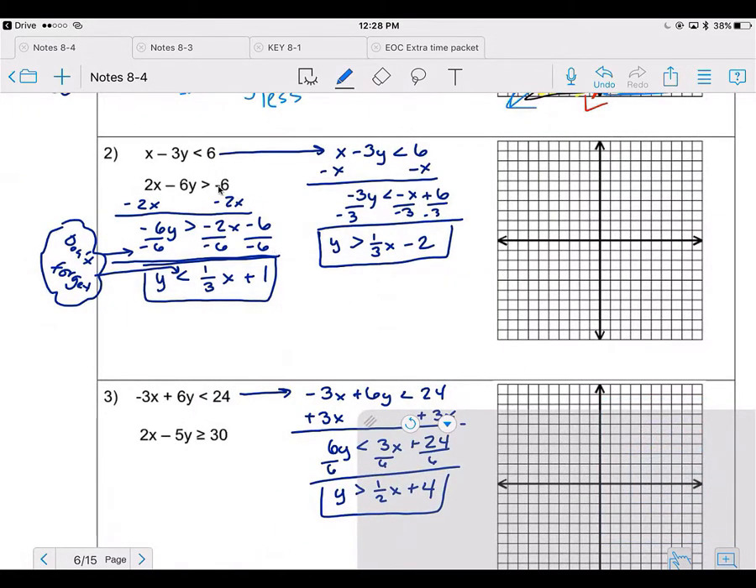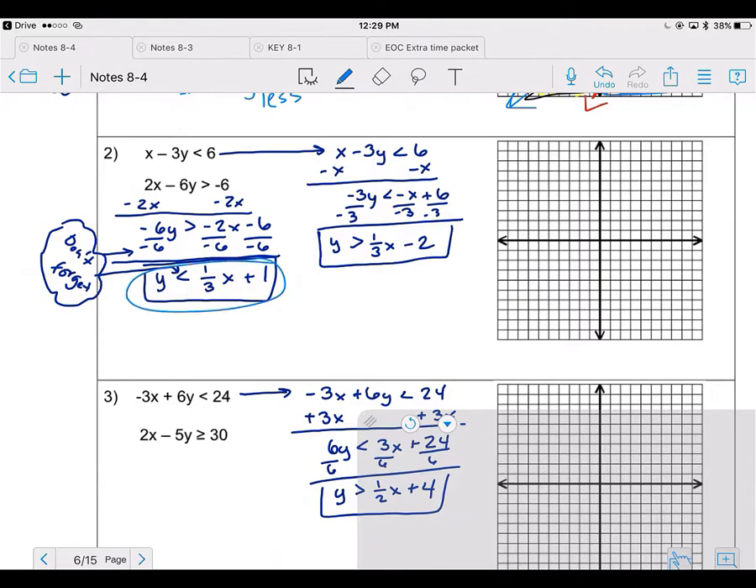So for problem 2, both of these need to be solved for y. The first thing we do on the top equation is move the x. 6 and x are not the same, so we rewrite -x plus 6, divide by a -3, and remember we have to flip that sign because we divided by a negative. For the second equation, I move the 2x. I simply rewrite, divide by -6. Again, because I divided by a negative, I have to flip my sign.